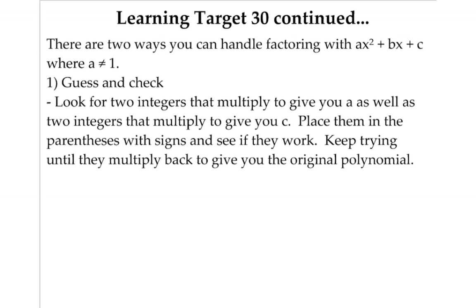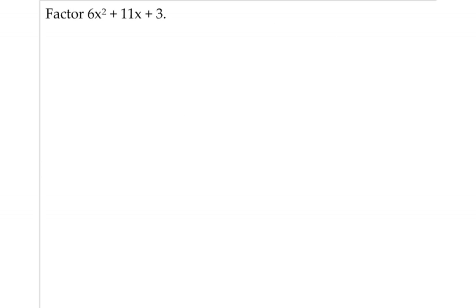You can do something called guess and check, which is where you look at two integers that multiply to give you a, as well as two integers that multiply to give you c. You're going to place them in the parentheses with the signs and see if they happen to work. You keep trying until they multiply back to give you the original polynomial. So we're going to show you that method using 6x squared plus 11x plus 3. This is the example that we used in class.